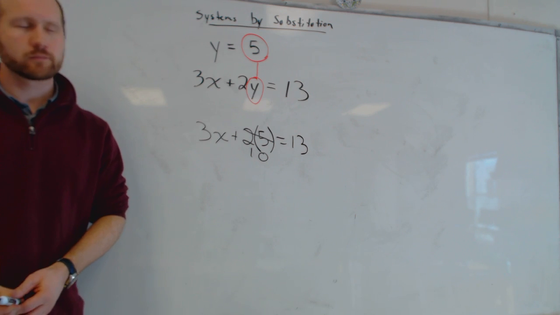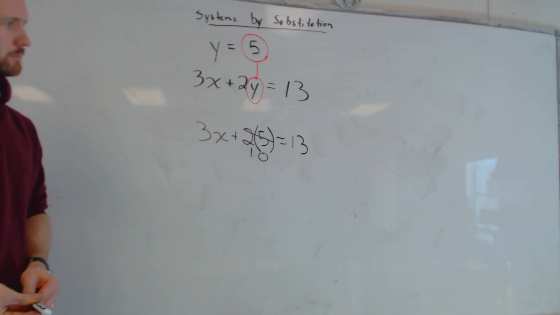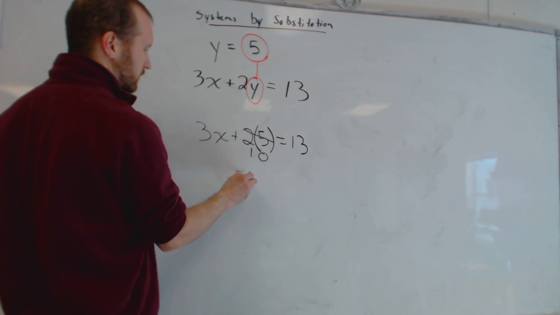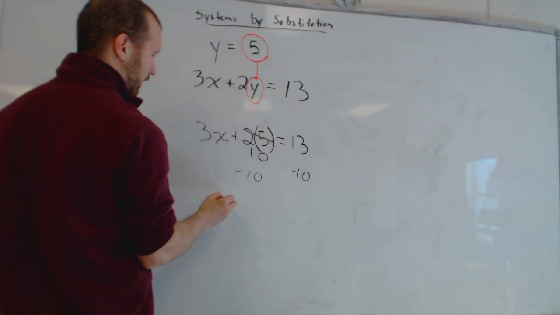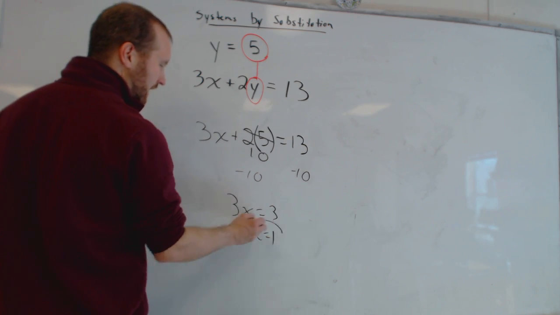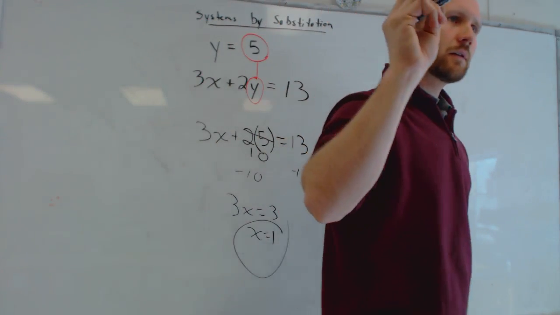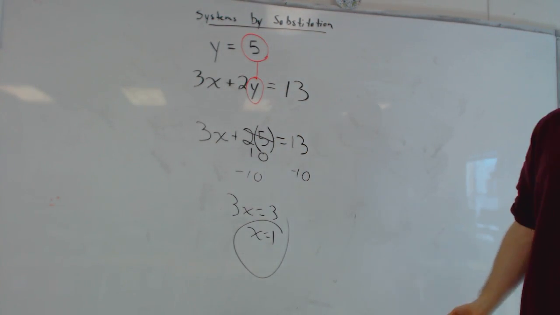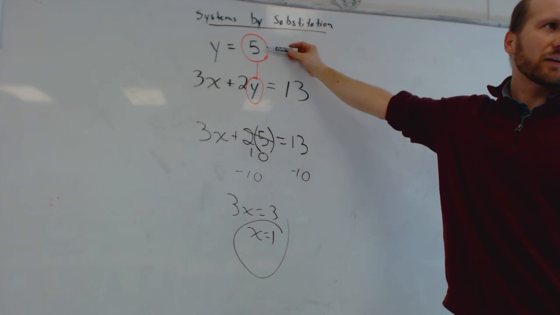What is my first step then to solve this? Subtract the 10. x equals 1. And we're done, right? No, we have to find out what y equals. Y equals 5. Yeah, y is 5.